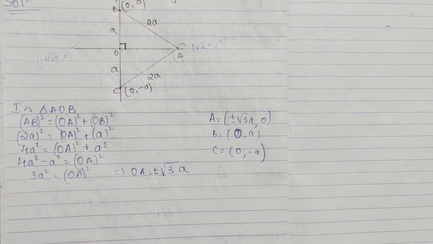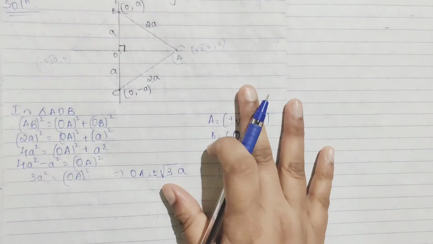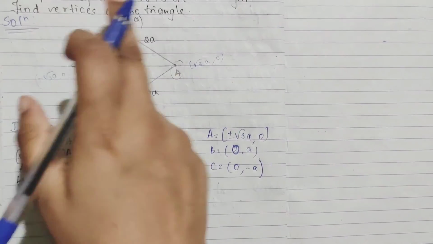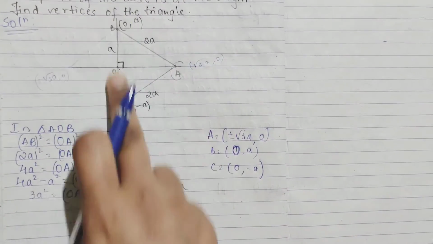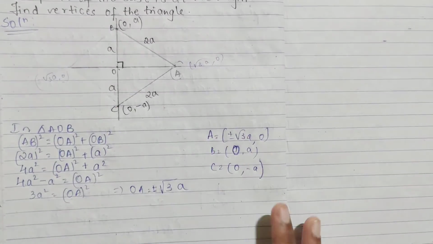This both will be common, right? This will be common. Why? Because they have said properly that base should be on y-axis, so it will be this only. Your triangle you could have done like this also, you could have done in the same way. Okay.